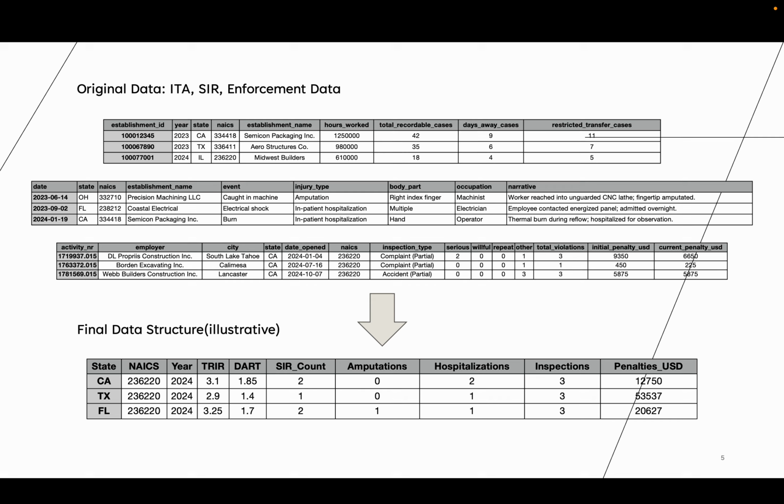This slide shows a snippet of our inputs. We join ITA, SIR, and enforcement data and store everything at the state, NAICS, year level. Then we compute TRIR and DART rates, track severe injuries, and summarize inspections and violations. Then we use heat maps, trends, and t to t+1 lag views to test whether enforcement is followed by improvement.